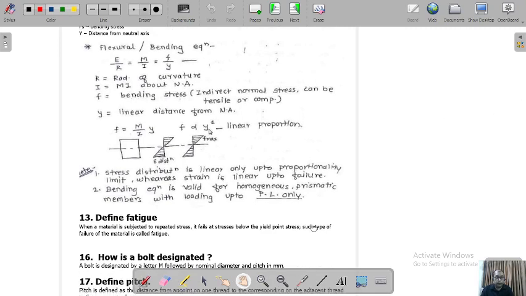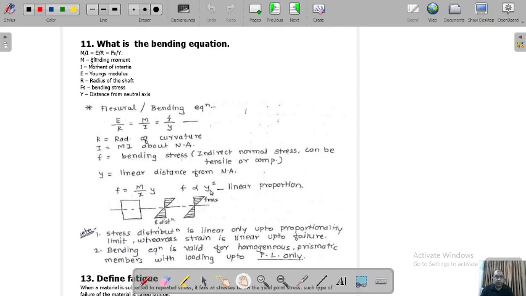Then you have the bending equation. Bending equation applies whenever a beam is under load. Whenever you have this type of beam and you apply a load on that beam, it will undergo some sort of bending. Whenever this happens, the beam undergoes what is termed bending.